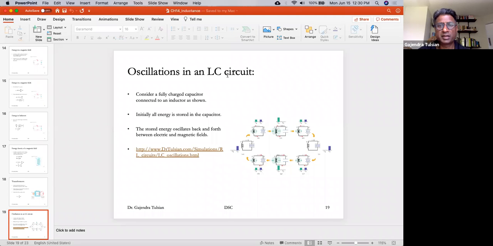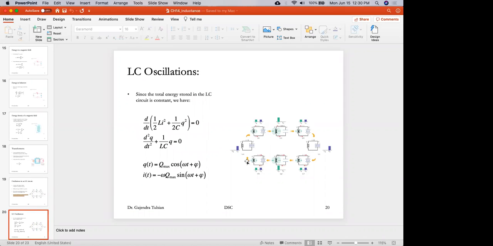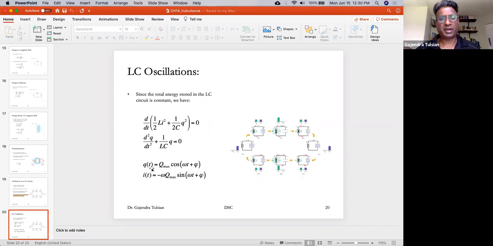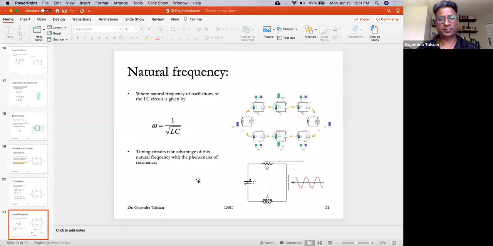This is an oscillating LC circuit. If there was no resistance, this would oscillate back and forth forever. The current would be going back and forth. Capacitors store energy in electric fields. Inductors store energy in magnetic fields. So again, this shows you the charge in the capacitor, and the charge on the capacitor oscillates forever, sinusoidally, and the current in the circuit also oscillates sinusoidally. The angular frequency of oscillation is given by 1 over square root of LC.